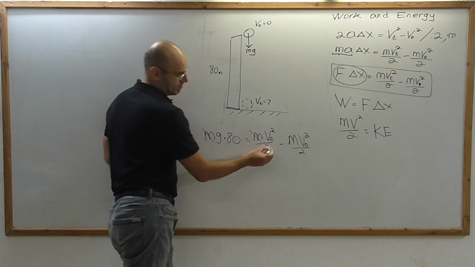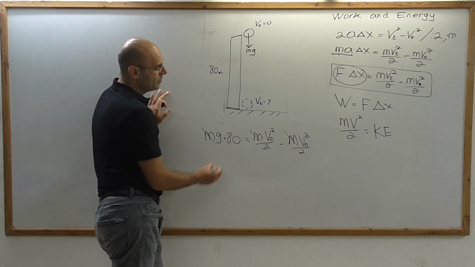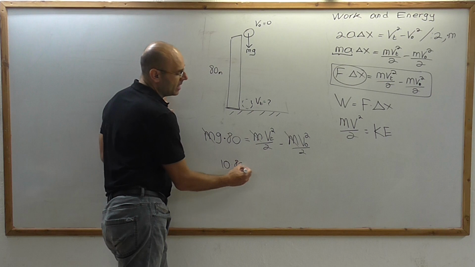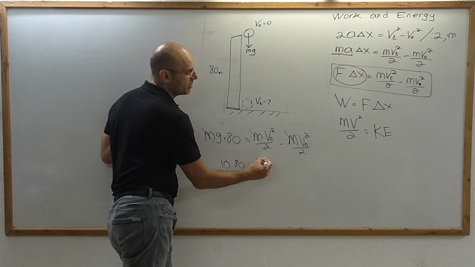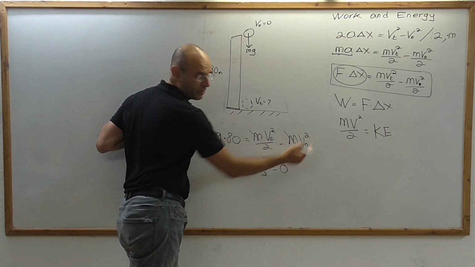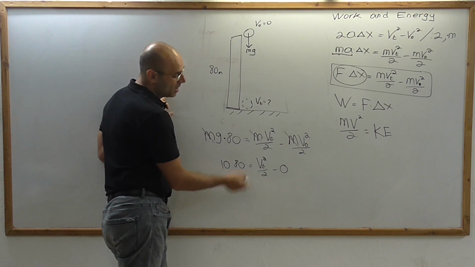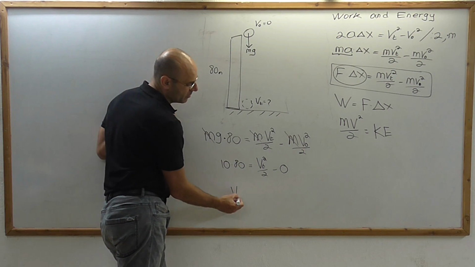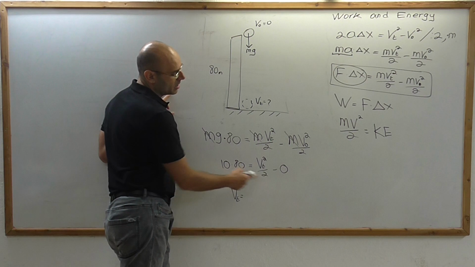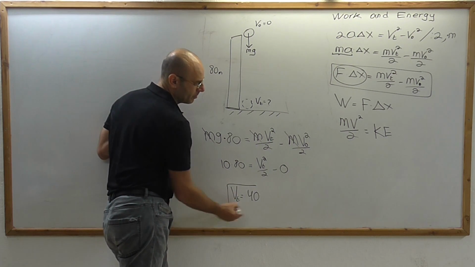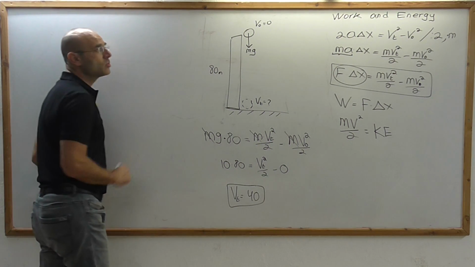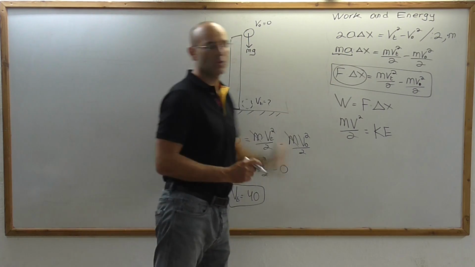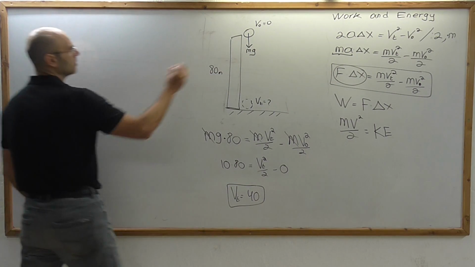I can divide it by m, so 10 multiplied by 80 will be V final squared divided by 2 minus 0, because V initial here is 0. So I can find the V final here. V final will be 840. Okay, this is one example to show you how this equation works. Another example.